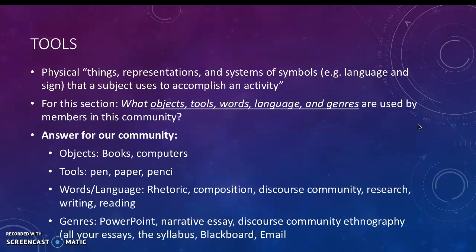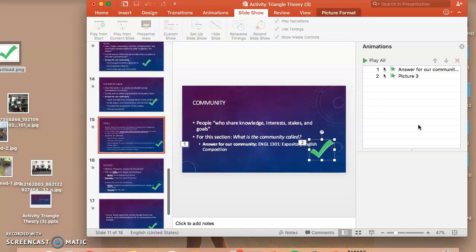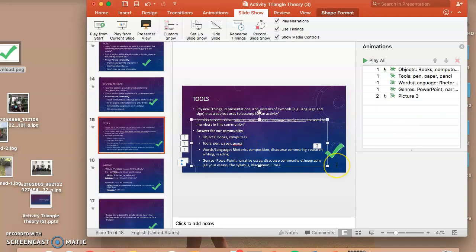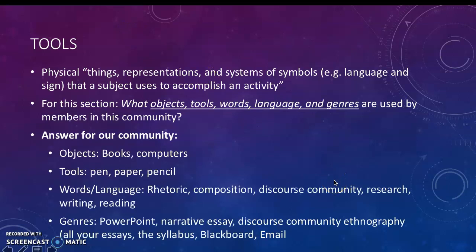Objects in our community are physical objects that you hold on to, meaning tangible, something you hold on to in this class, like the books and your computers. Tools used: you all use pen, paper, pencils. Let me know if you think of something else for tools, especially since we're online right now. It's a little different, so those are the tools you need in this course. You don't need a calculator, for example, so pen, paper, pencil.